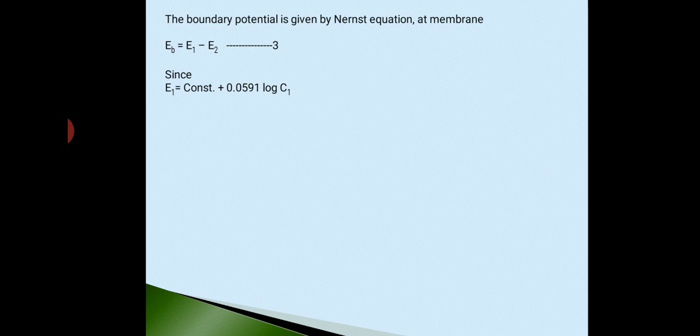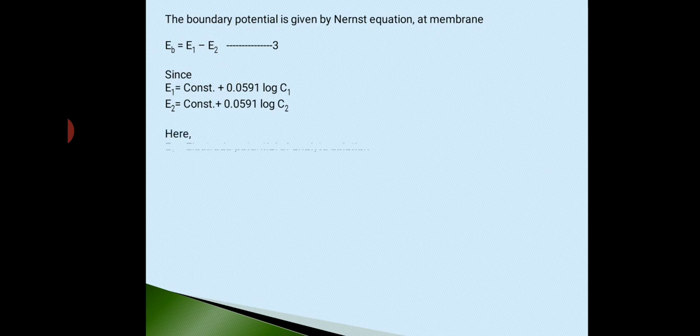So E1 is equal to, for simplification purposes, I had written constant plus 0.0591 upon n, where n is 1 here. Why, students? Because H plus ion, H plus 1, so n is equal to 1. So this is our equation for E1, the Nernst equation. Then E2 is constant plus 0.0591 log of C2, the Nernst equation for E2. Now what do I have to do? Simple. E1 and E2 values I need to substitute in equation number 3.